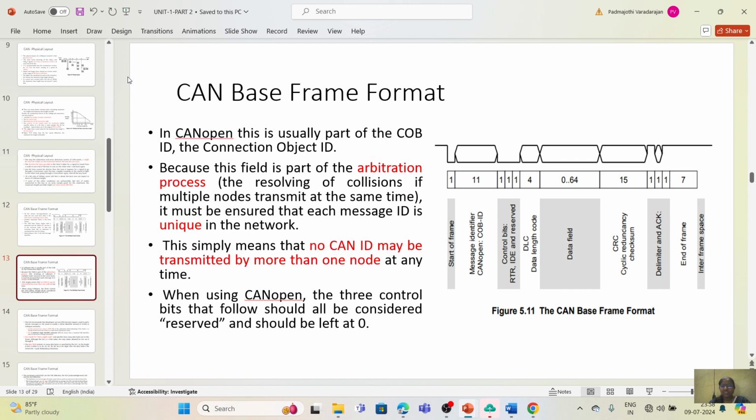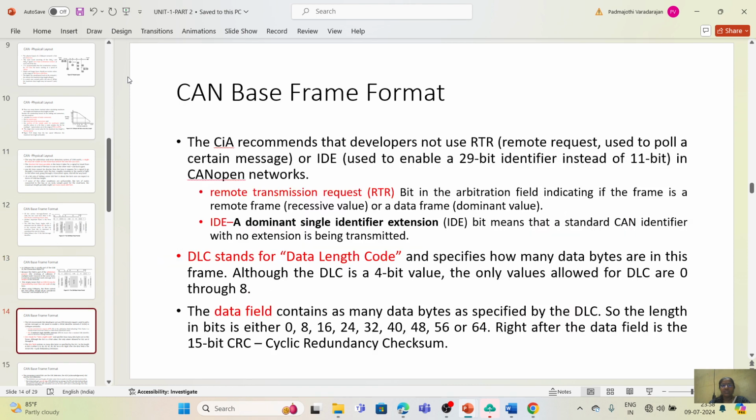The next thing after the 11-bit connection object identifier is the control bits: RTR, that is remote transmission request, and IDE. What is the remote transmission request? It is an arbitration field indicating whether the frame is a remote frame or a data frame. Next is the IDE, a dominant single identifier extension bit. It means that a standard CAN identifier with no extension is being transmitted.